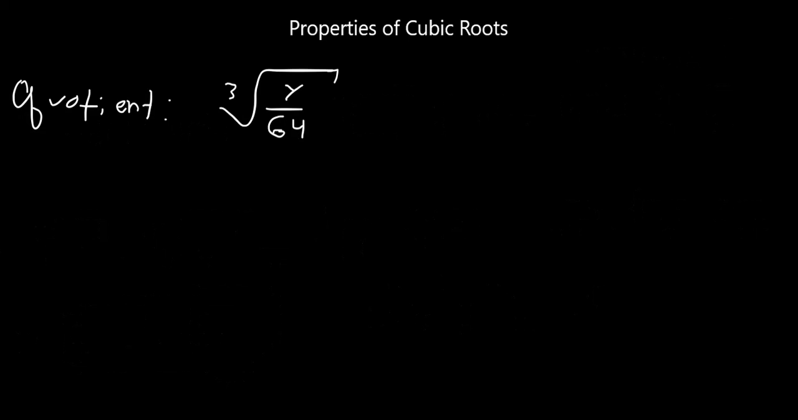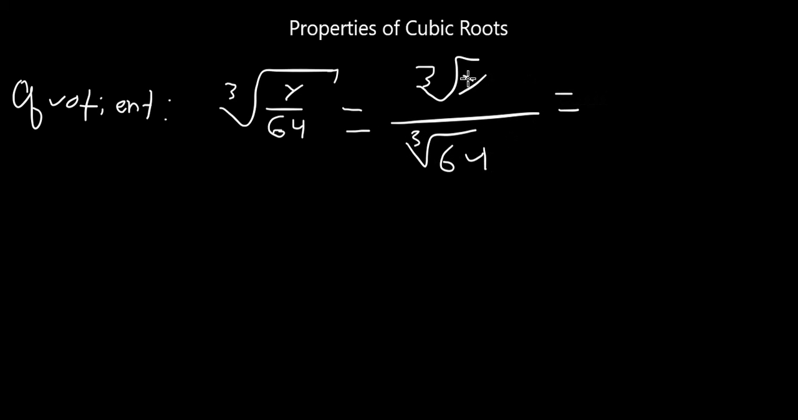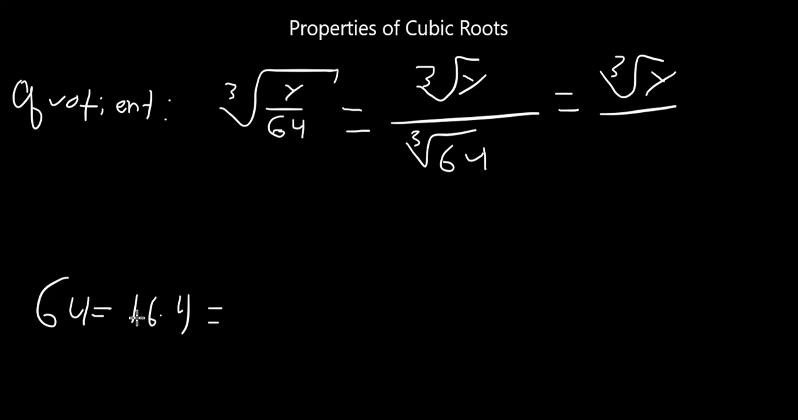Now let's try it with the quotient rule. We're going to do the cubic root of y divided by 64. Using the quotient property, this becomes the cubic root of y divided by the cubic root of 64. Now the cubic root of y can't be simplified anymore, so we're going to keep that as it is. But we know that 64, when we divide it by 4, is going to be 16 times 4. And we know that 16 is really just 4 squared. So this is 4 cubed. So the cubic root of 64 is just 4, and that is our final answer.